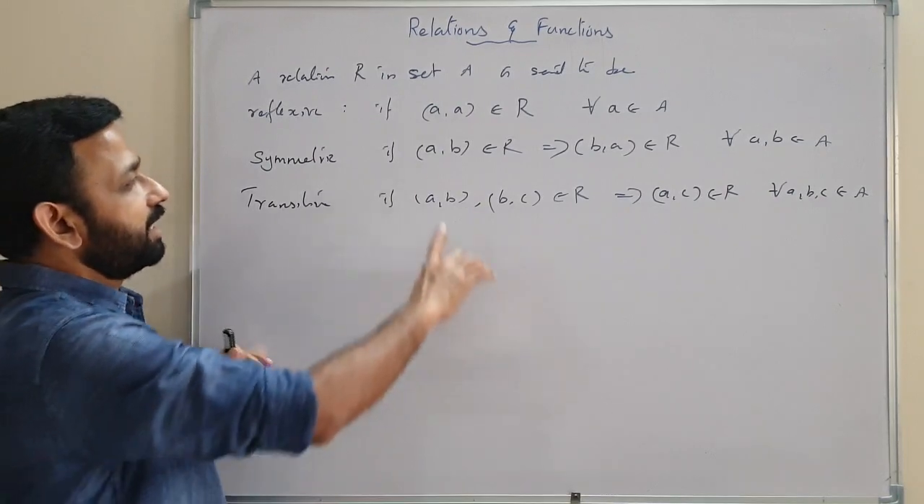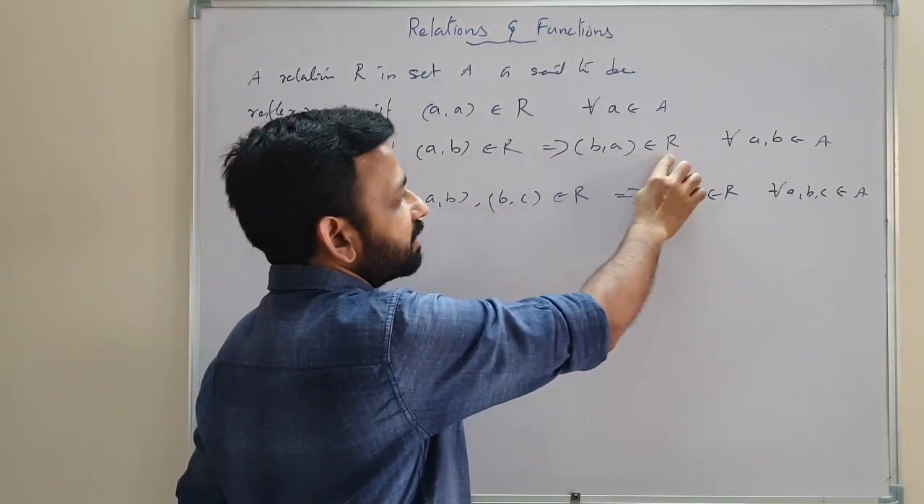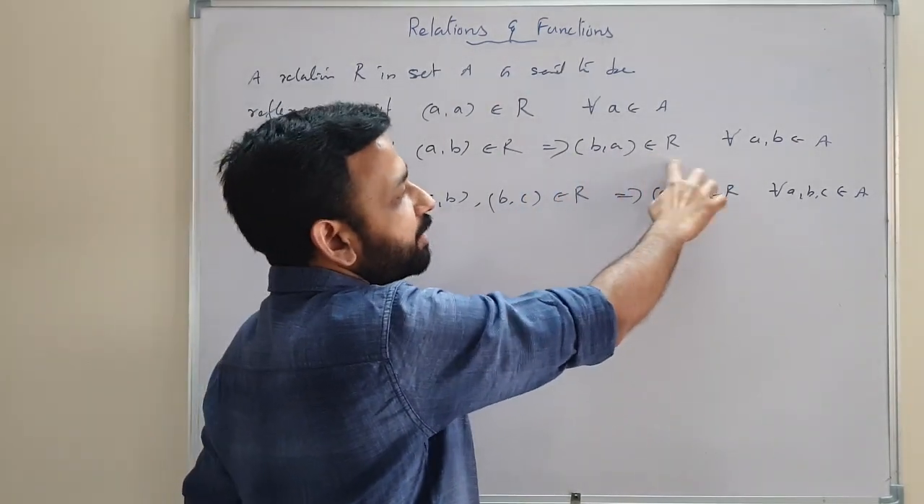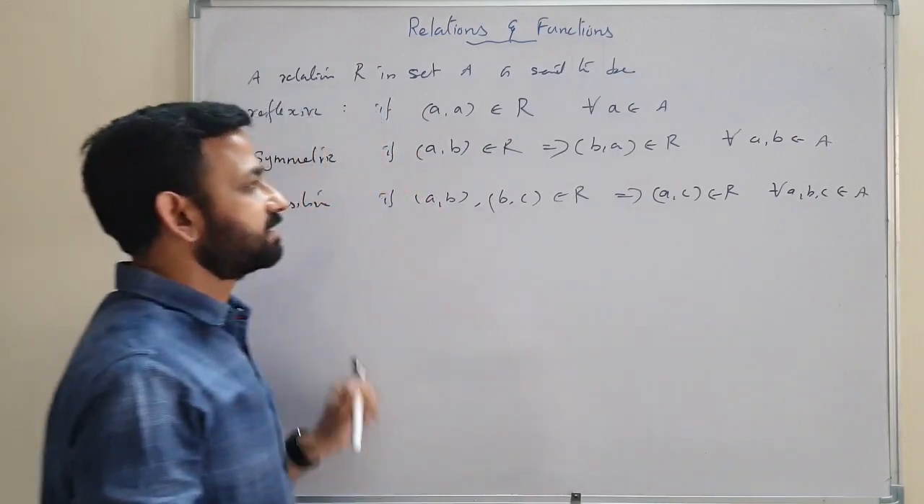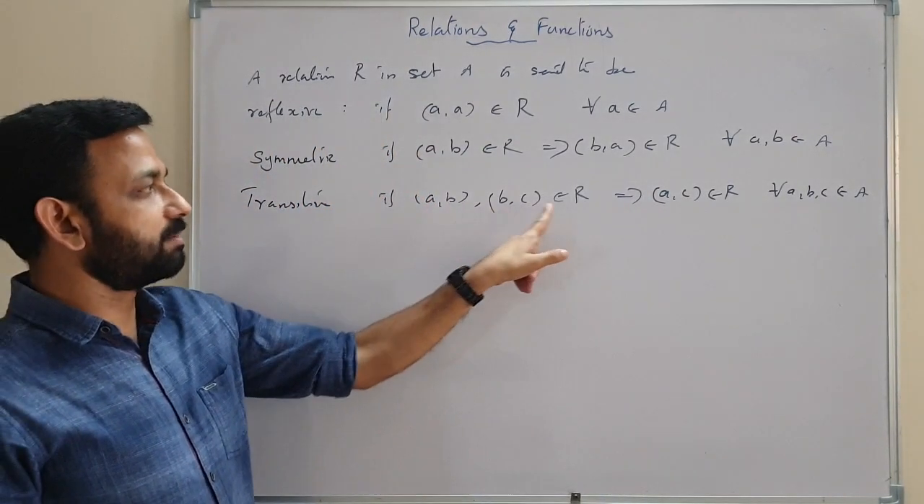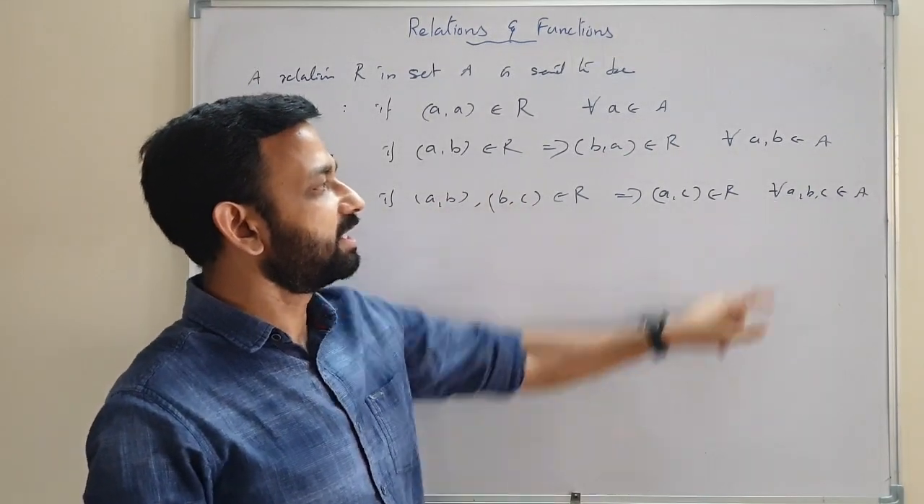Then symmetric. If (a, b) belongs to R, then (b, a) belongs to R. If (a, b) belongs to R, and (b, a) is also an element of R, then we can say that it is symmetric. And if (a, b) and (b, c) belong to R, then if (a, c) also belongs to R, then it is transitive.